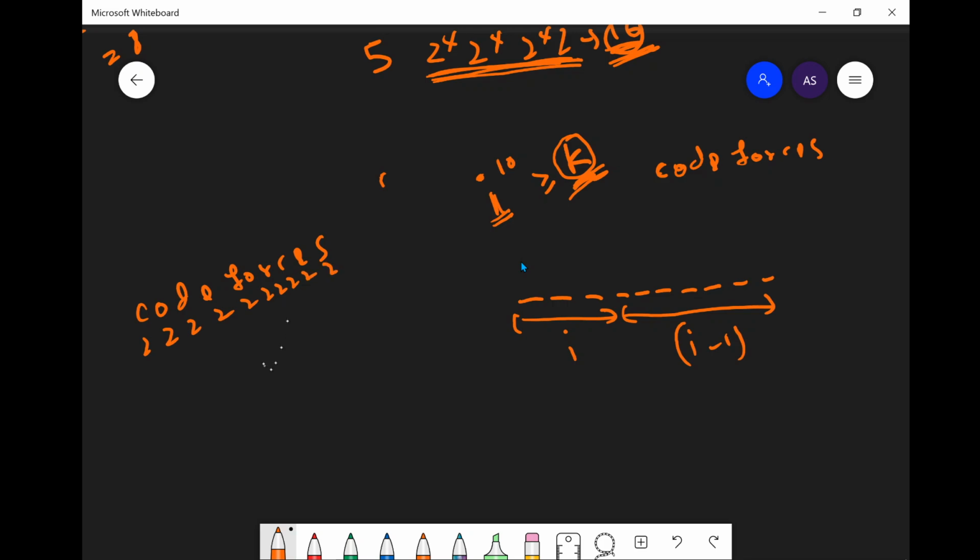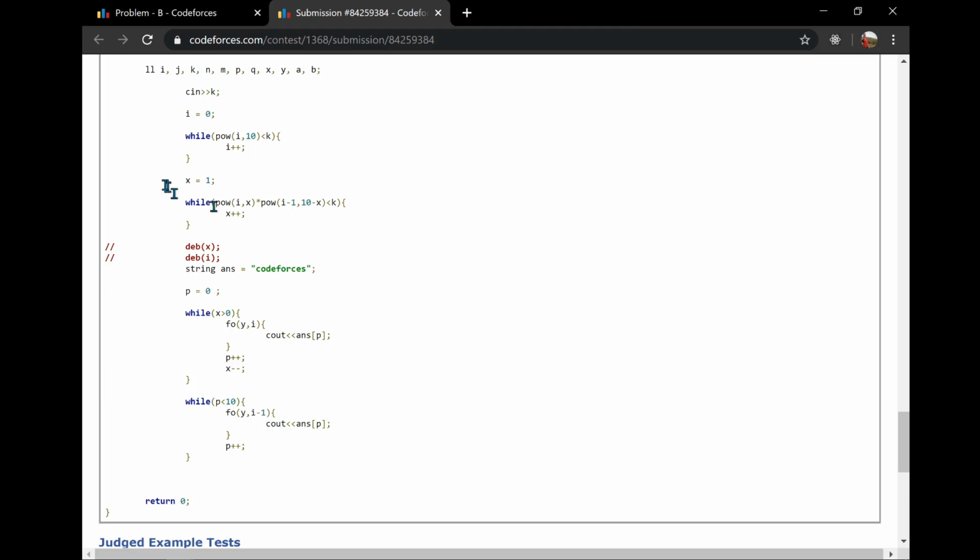Okay, so now if we want to increase the count, that means this is 2 to the power 10 here. So if k is say 2 to the power 10 plus 1, that means after writing these, we cannot extract 2 to the power 10 plus 1 substrings out of it. We can extract at max 2 to the power 10. So this while loop would give us i equals to 3.